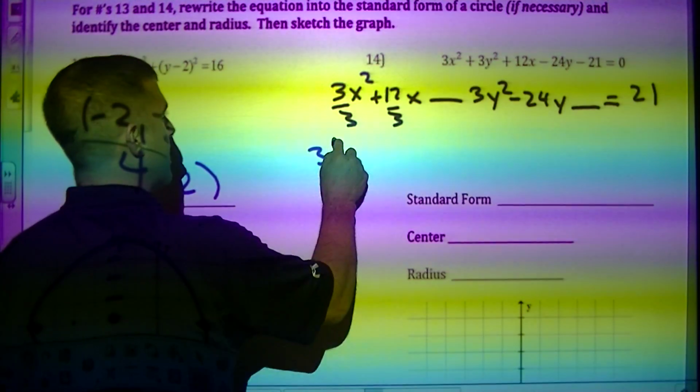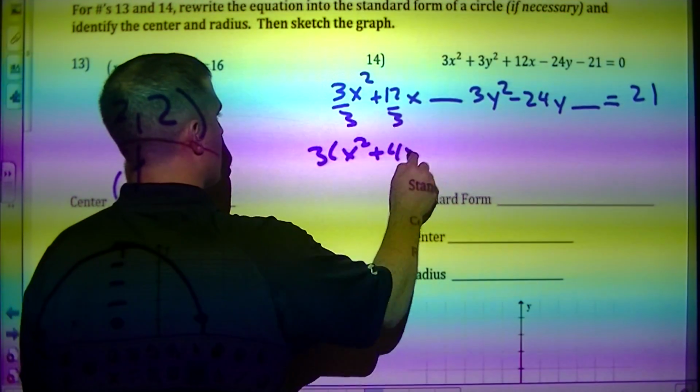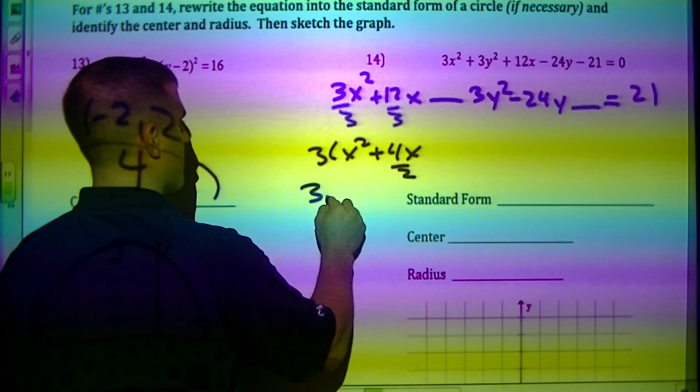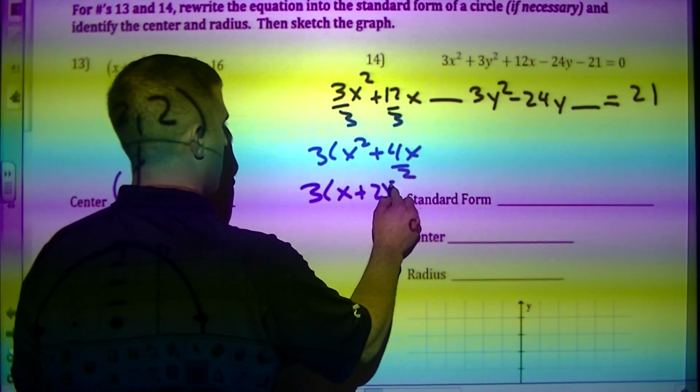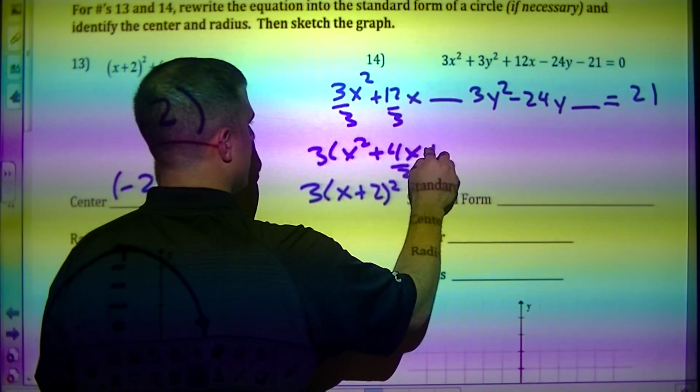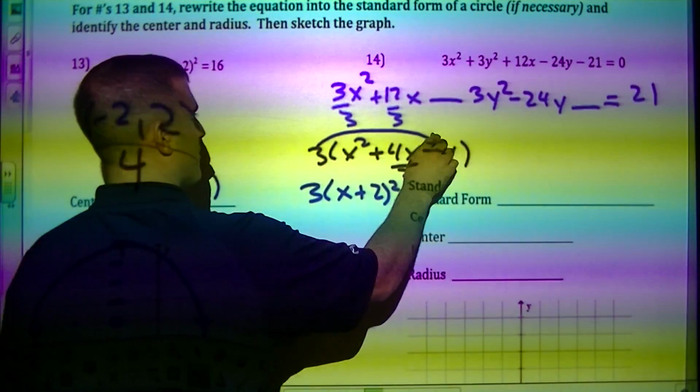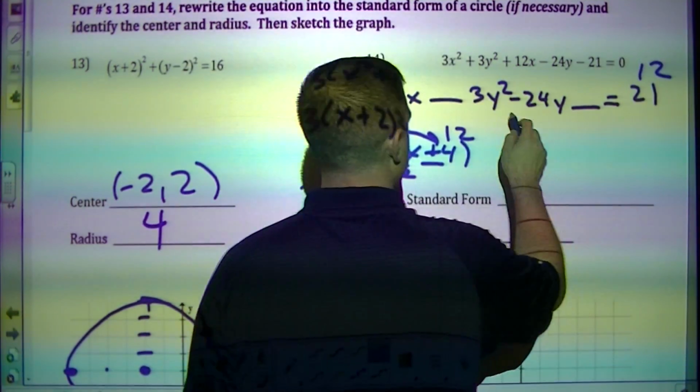That's going to be 3x squared plus 4x. Then I complete the square with that. That's going to be x plus 2. All right, 2 squared is 4. All right, I'm putting 3 times 4, which is 12 over here. Okay, same thing on this.